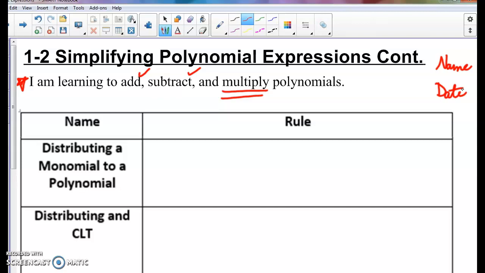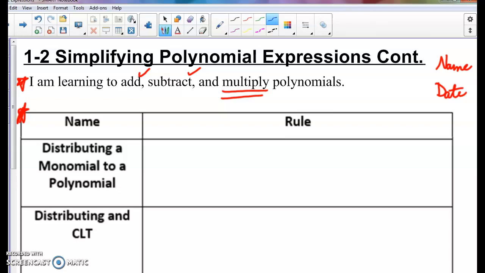So first things first, go ahead and jot down this table. It should look familiar. It's really similar to the one we had last time, where we have a column for our name and our rule. So remember, push pause, jot down the table, and when you're ready, hit play.